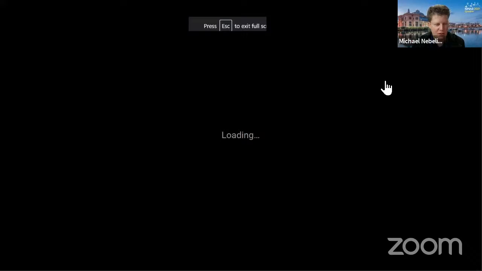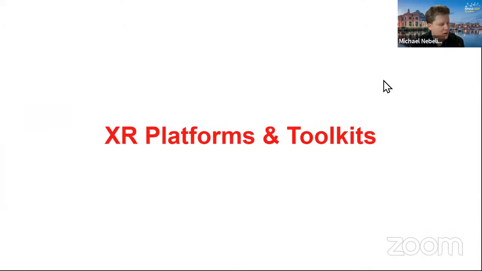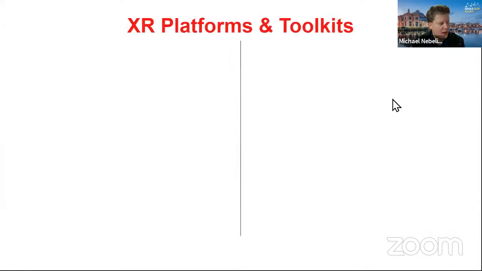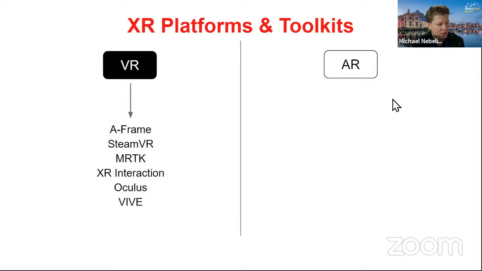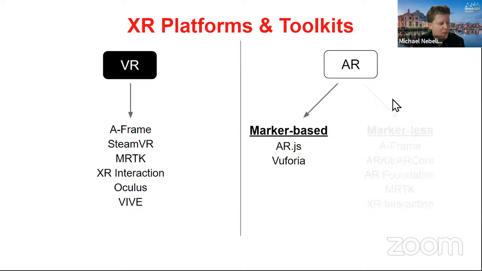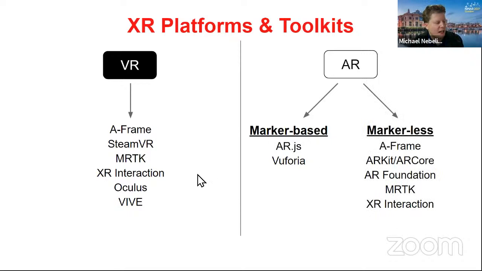I would have more to say about differences between A-Frame and Unity and Unreal. And if there are questions, we can talk about that. But in terms of XR platforms and toolkits that you have access to, you need to think about whether you want to develop for VR or for AR. It's not always important to distinguish, because A-Frame, for example, supports both VR and AR, and Unity also. But then it comes down to really different kinds of toolkits and libraries that you would use.